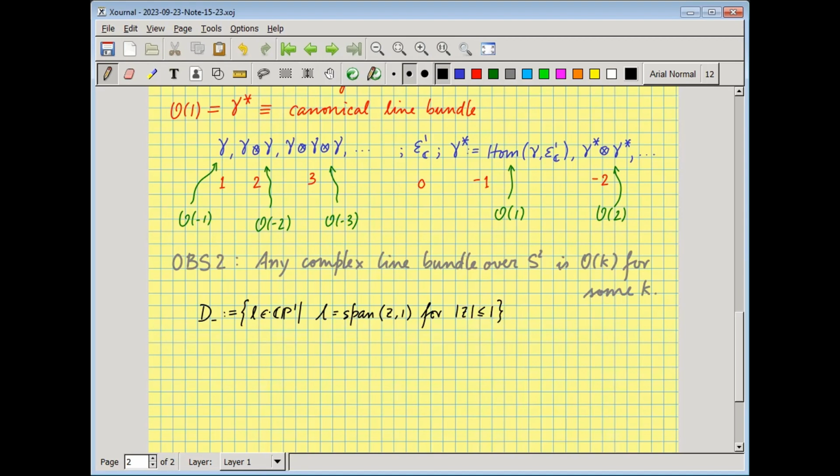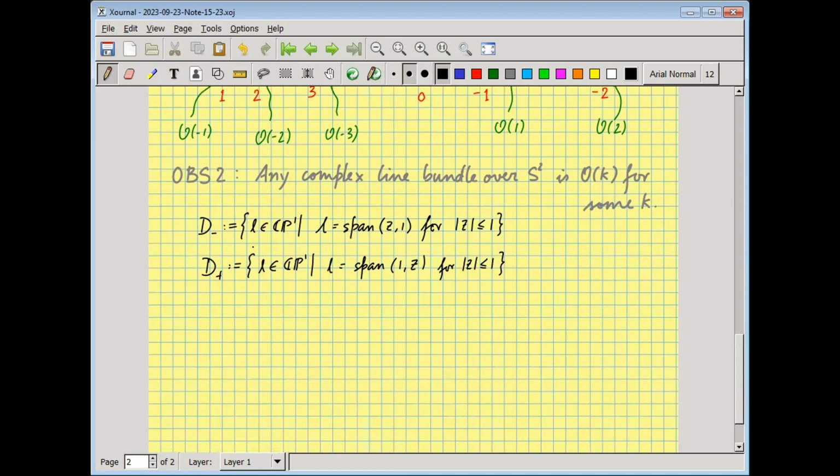So we look at all the lines which are spanned by elements of the form (z, 1), where mod z is less than or equal to 1. D plus is going to be the same thing: L belongs to CP1, where L is the span, but now of (1, z). You can convince yourself that these two are literally homeomorphic to closed 2-disks. Their union is all of CP1, because any line is spanned by some vector; you can always normalize and assume that the right coordinate is 1 or the left coordinate is 1, because it cannot be spanned by (0, 0). And the intersection will end up being a circle.